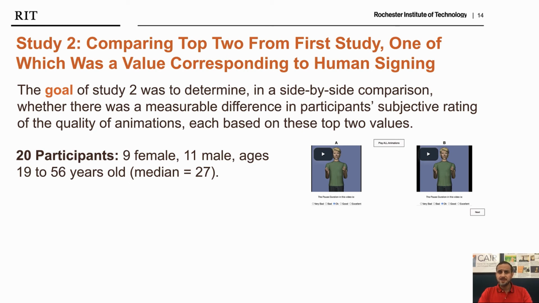Our goal in the second user study is to determine whether there is a measurable difference in participants' subjective rating based on these top two values. The methodology in the second user study was nearly identical to the first user study. The only exception is that on each screen the participants were asked to compare only two animations side by side.